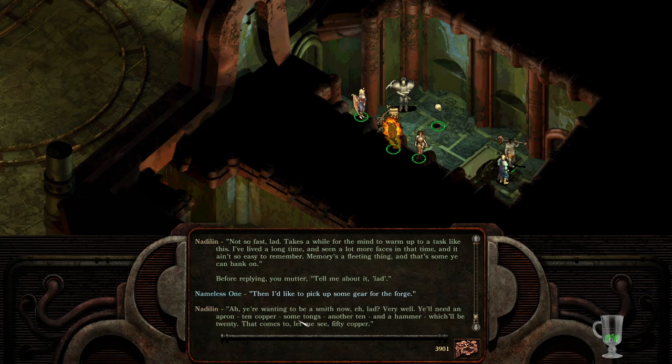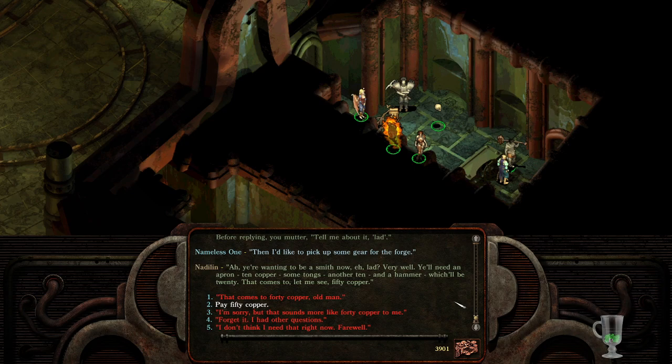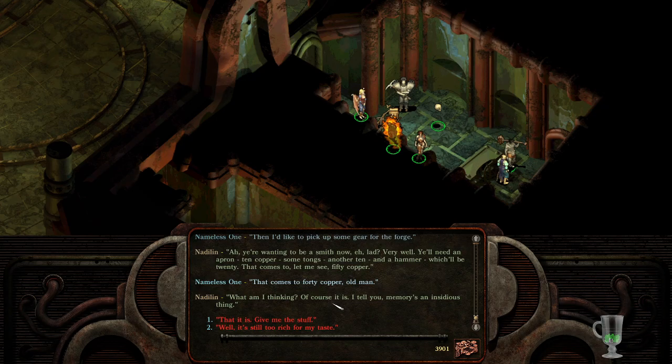I'd like to pick up some gear for the forge. Oh, you're wanting to be a smith now, eh, lad? Very well, you'll need an apron, 10 copper, and tongs and another 10, and a hammer, which will be 20. That comes to, let me see, 50 copper. That comes to 40 copper, old man. What am I thinking? Of course it is. I tell you, memory's an insidious thing. But it is. Give me the stuff.